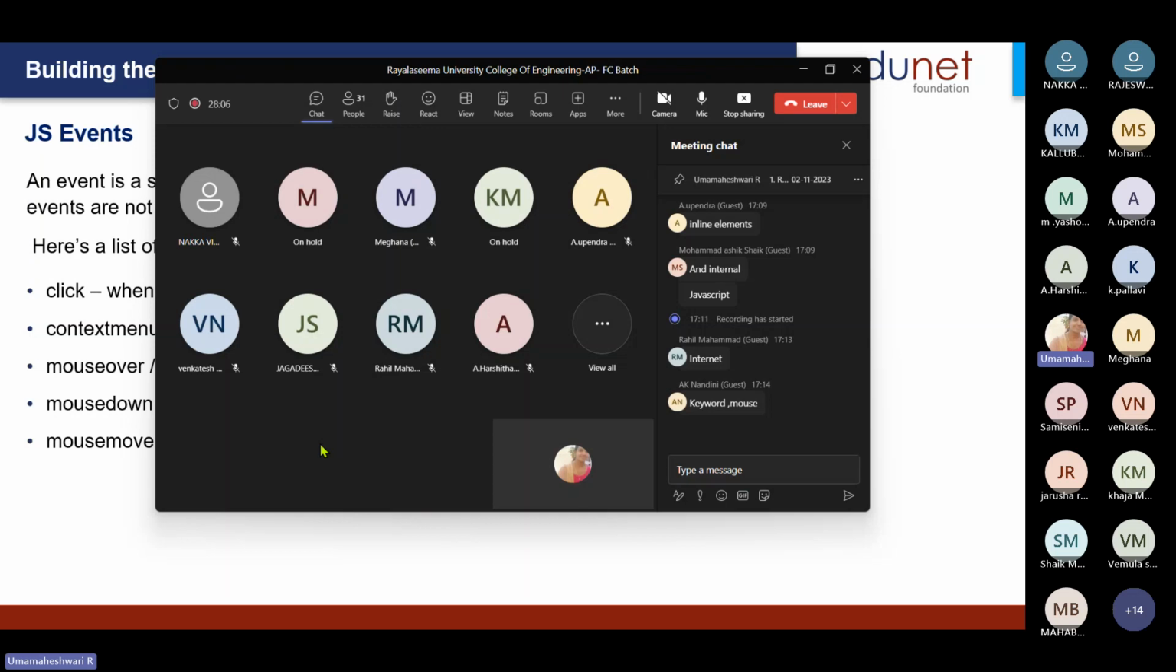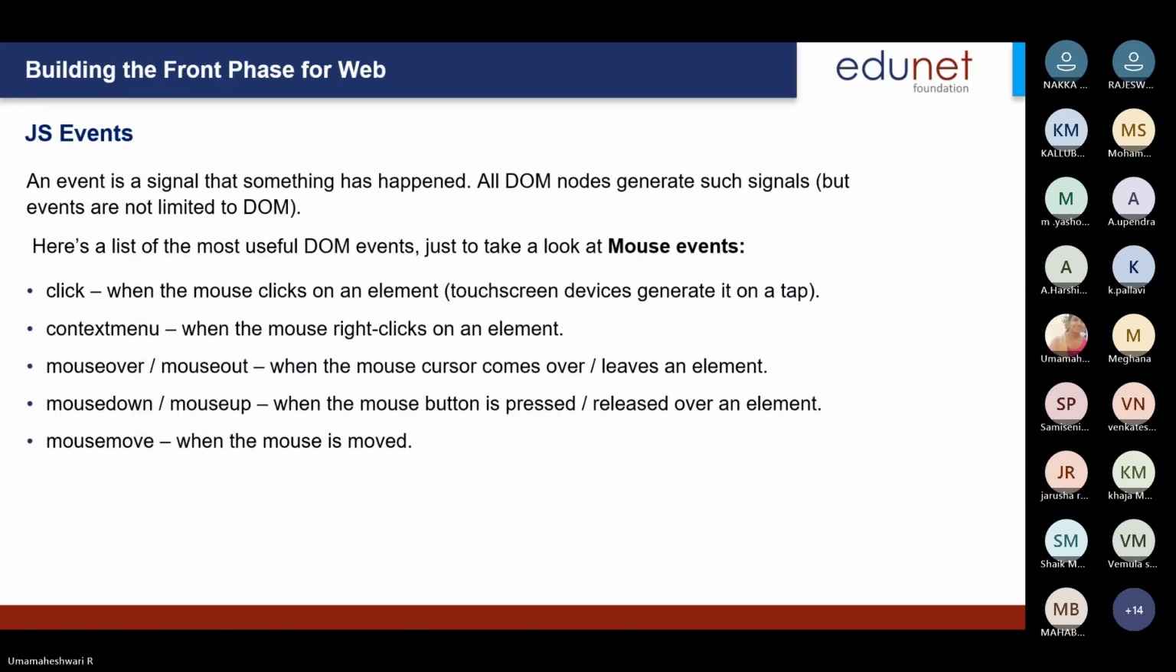Now we are going to discuss these JS events. Let's see. These are the different events that take place. First we'll see click, when the mouse clicks on an element, or the touchscreen device is tapped. Then context menu, when the mouse right clicks on an element. Mouse over and mouse out, when the mouse cursor moves over and leaves an element. Mouse down and mouse up, when the mouse button is pressed and released over an element. And mouse move, when the mouse is moved.